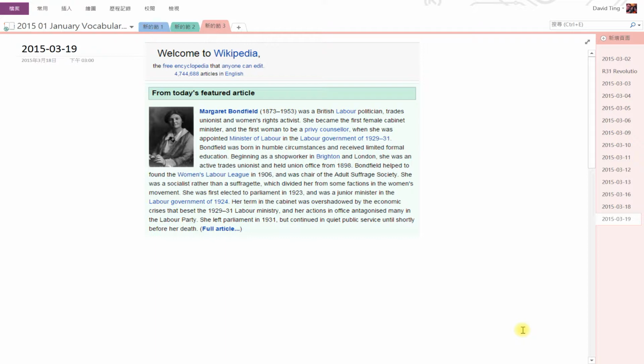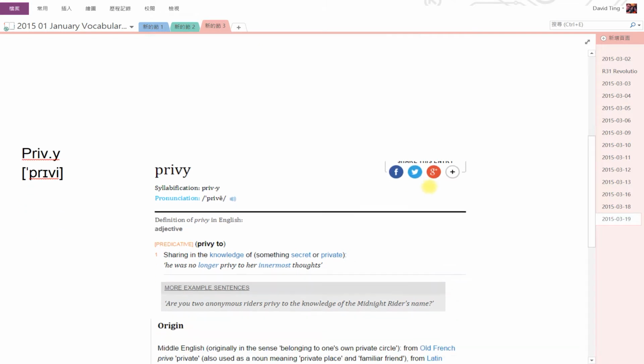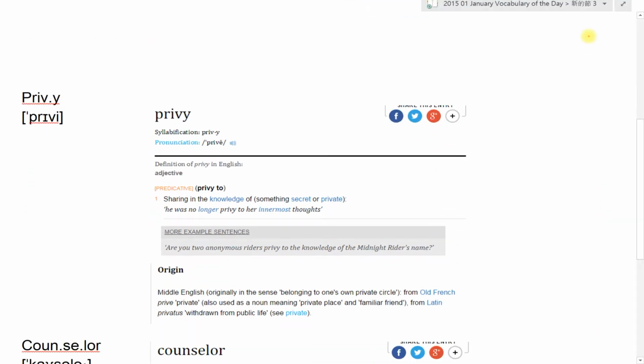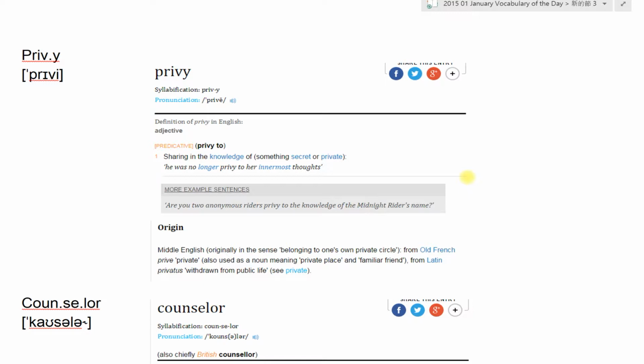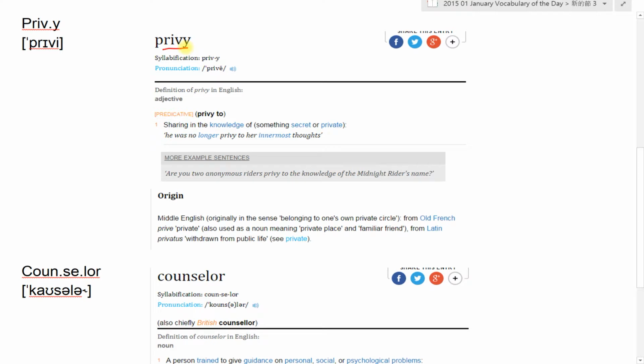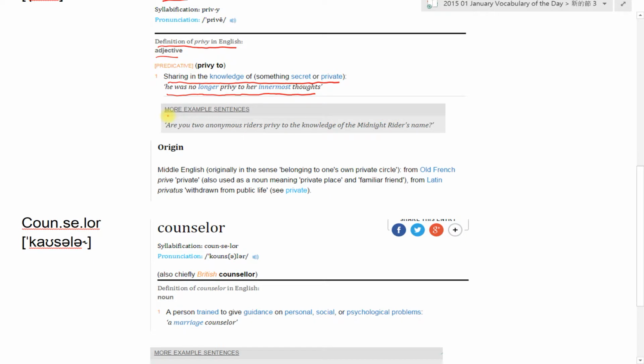好的，同学们，不知道有没有把这两个单字给拼起来？刚才我们利用美式 spelling bee 比赛的方式介绍那两个字。现在跟着老师的字再来一遍。Privy. Definition of privy in English: adjective, sharing in the knowledge of something secret or private. He was no longer privy to her innermost thought. More example sentences. Are you two anonymous writers privy to the knowledge of the midnight writer's name?